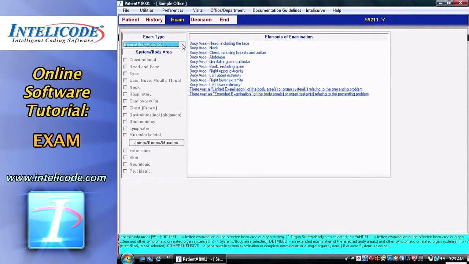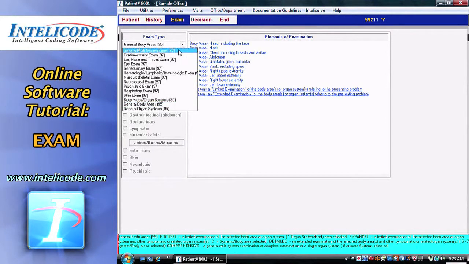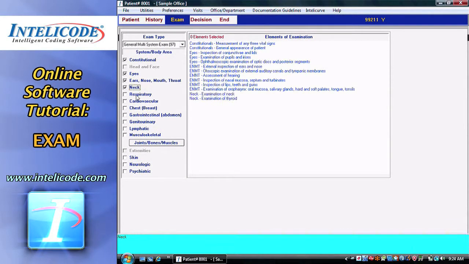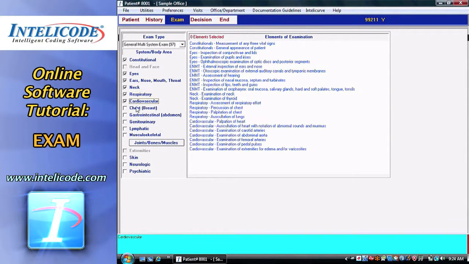Also, one of the things I most appreciate about Intelicode is that you can actually audit under both, and the system will keep both, the software will keep both tracked for you, and at the end it'll let you know which was more beneficial. If you choose one of the 97 exams, then you'll have to choose each different area or system that you want to track.